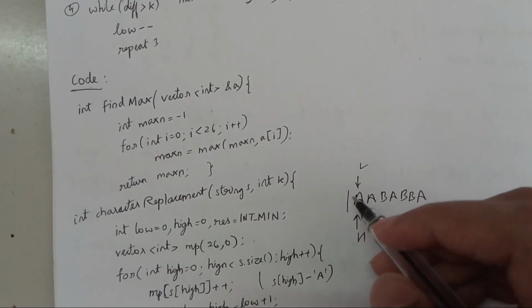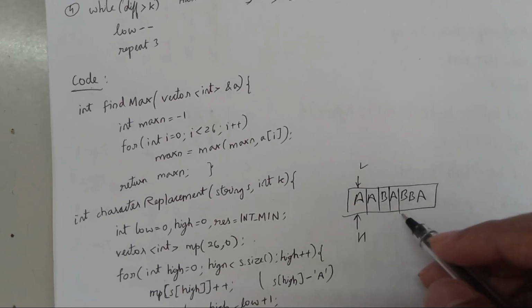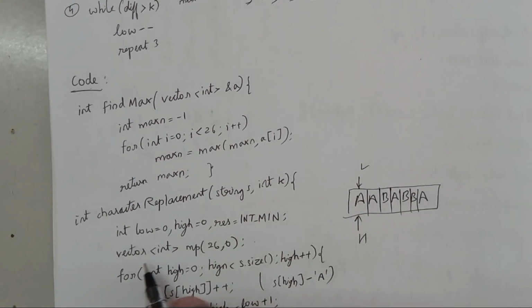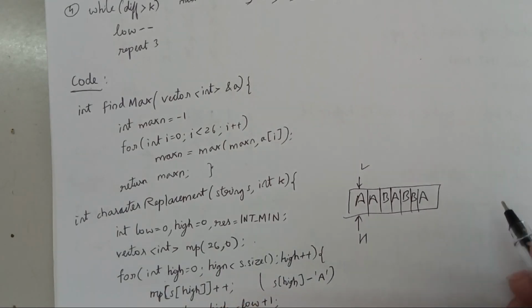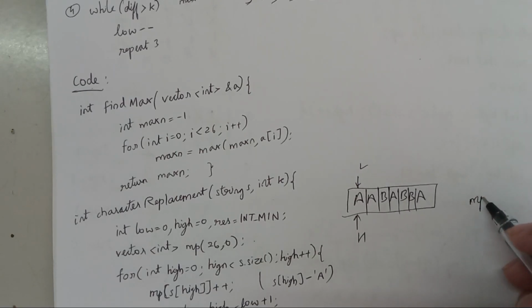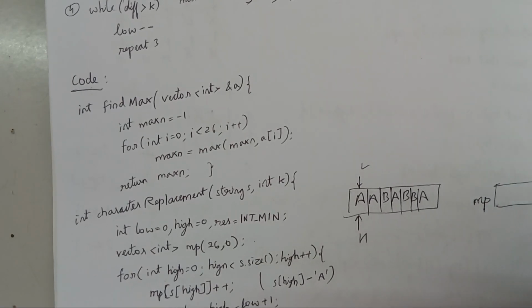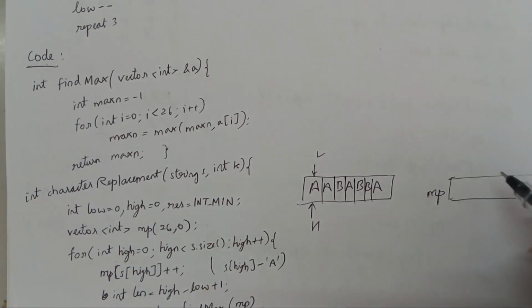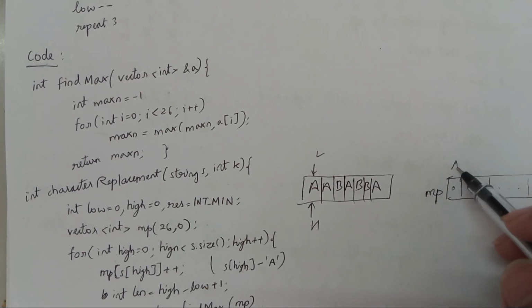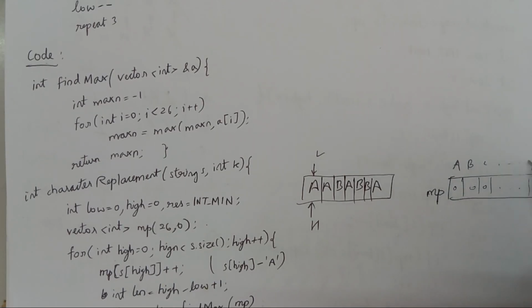Now we initialize a vector int mp 26,0. Now instead of a hash map, we store the count of each character in an array. So that array itself acts as a hash map. The whole length will be 26, and we initialize everything with 0. So the first element represents A, the second is mapped to B, the third to C, and the last one, the 26th element, will be Z.